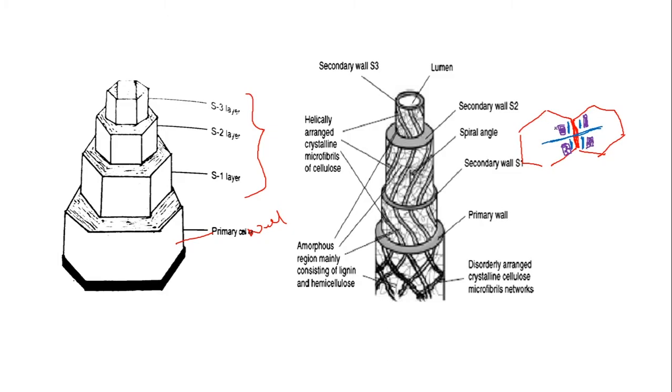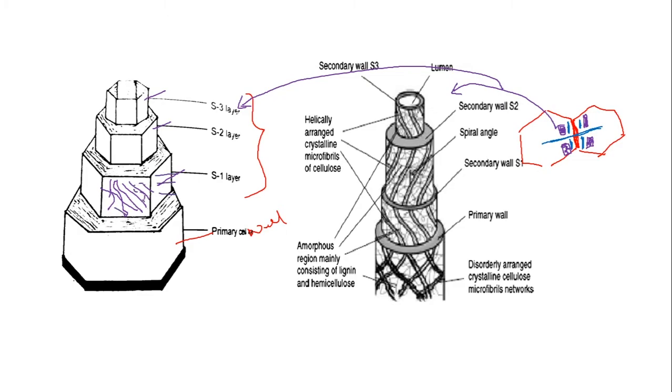This wall is shown here, or this is the structure of the secondary wall. Now, the secondary wall has three layers: secondary wall layer 1, secondary wall layer 2, and secondary wall layer 3. How do we differentiate between these three layers? They can be differentiated based on the orientation of the microfibrils. Suppose the secondary wall layer microfibrils are like this. Their orientation is like this.